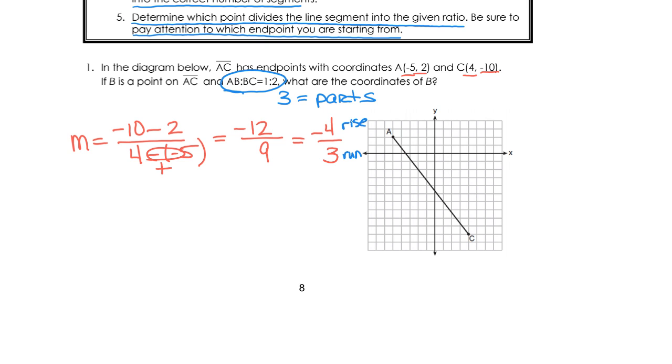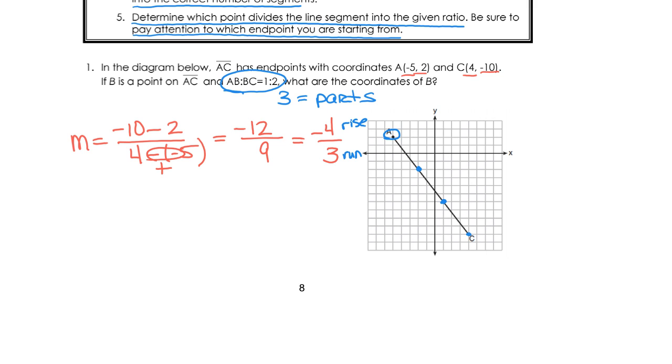And in order to rise a negative 4 to go down, we're going to start at A, and we're going to go ahead and rise down 4. So 1, 2, 3, 4, and run 3, and we're going to drop a dot. We're going to do it again, down 4, run 3, drop a dot, down 4, run 3, drop a dot. And this is awesome because it tells me that I did my slope correctly since I got right onto C there. All right. And if you notice in our picture, we have 1, 2, 3 equal parts.